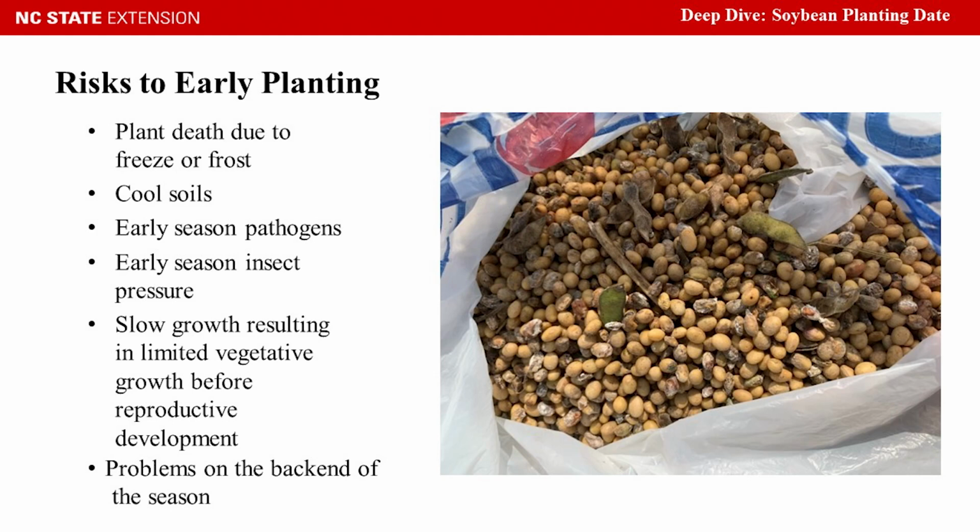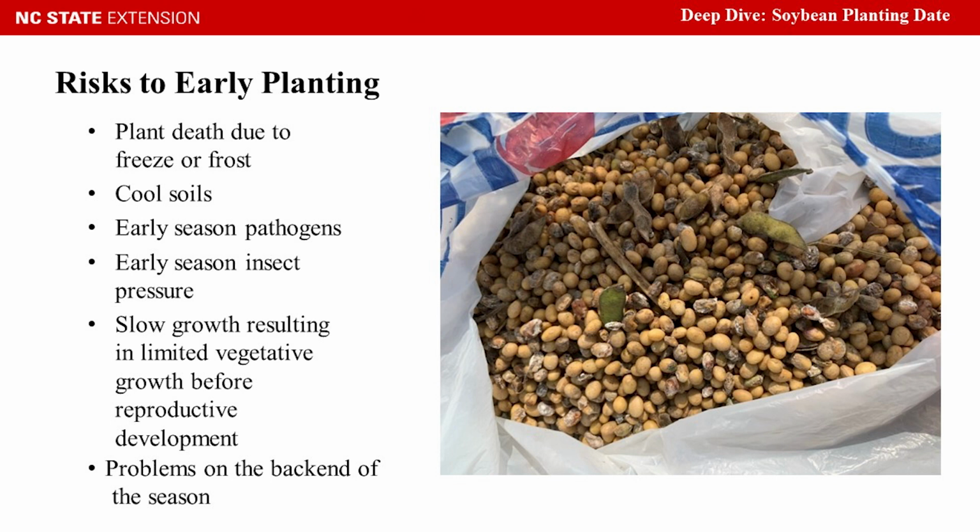Let's talk about some of the risks to early planting. First of all, the first one that was thrown off was plant death due to freeze or frost. And that can happen, and I'm glad we have the Wisconsin soybean specialist in here because he probably encounters plant death due to freeze or frost more often than we do. But I do want to say, while this is a risk, it's a risk that we rarely realize in early planted soybeans in North Carolina. And we'll talk a little bit about why that is.